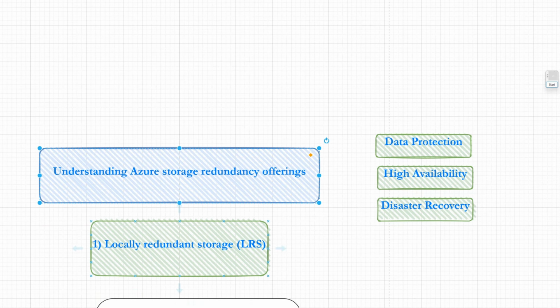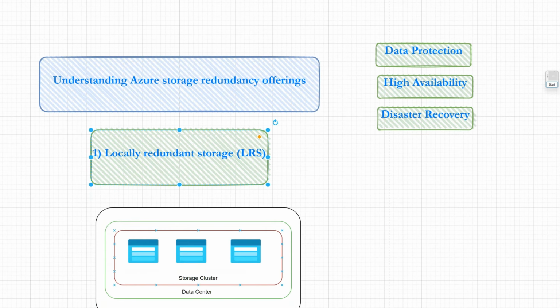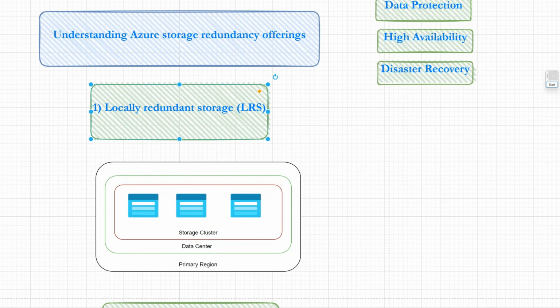So the first option is locally redundant storage. So what happens in LRS? LRS replicates your data 3 times within a single data center. So we have this primary region. In our case, we have selected East US, right? So that is our primary region. In that primary region, we have a data center. And in that data center, we have 3 copies of our data stored within the same data center. So that is how LRS functions.